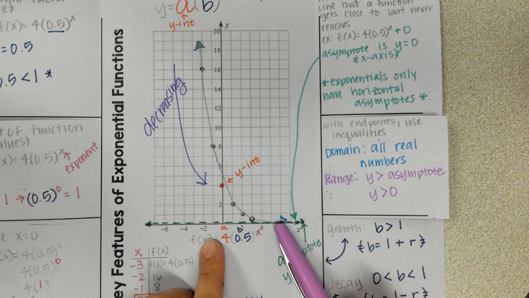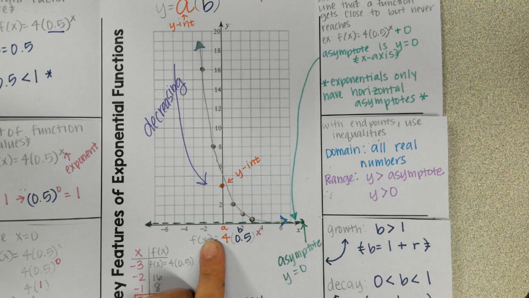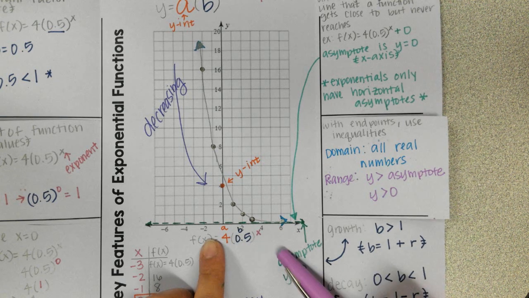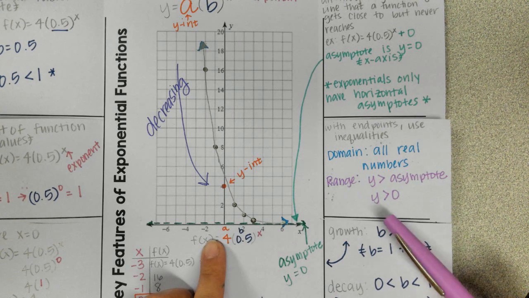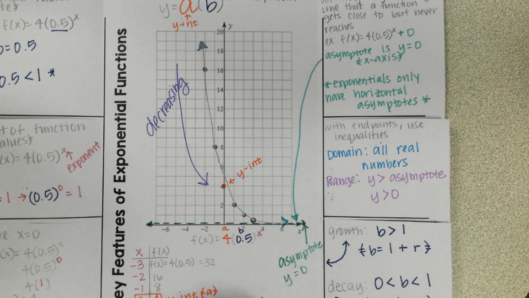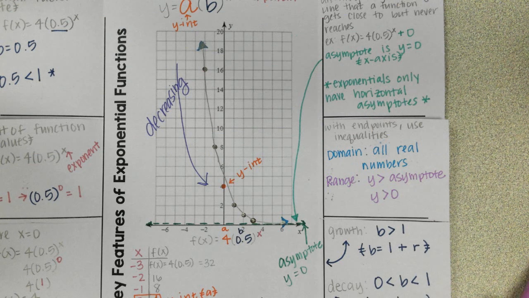You can take a quarter, divide it in half, and it's still a number bigger than 0. Then you can take whatever that is, 1.25 or 0.125, and divide that in half. It's still going to be bigger than 0. So it's never going to equal 0. Right? Practice on domain and range.